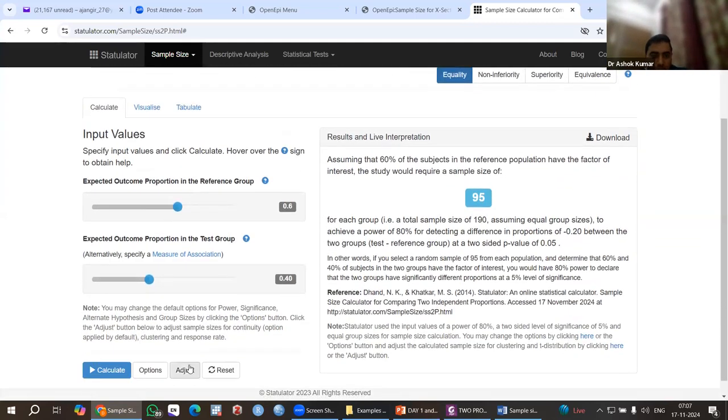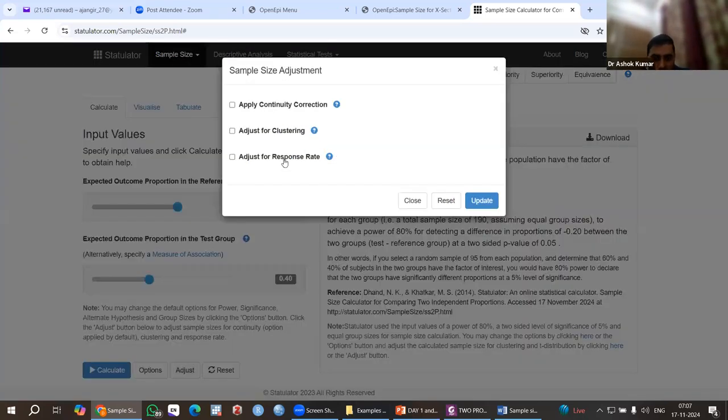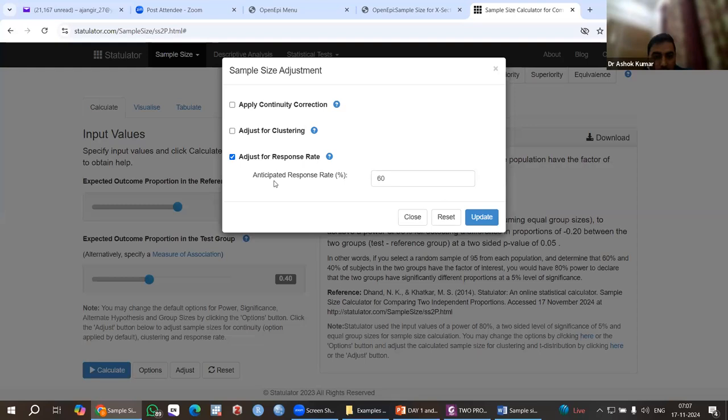If I want to account for a dropout rate, I have to click adjust, and adjust for response rate. There is no need to adjust for clustering; it is always one. So click here, adjust for response rate. Then I can enter an anticipated response rate of 60%.